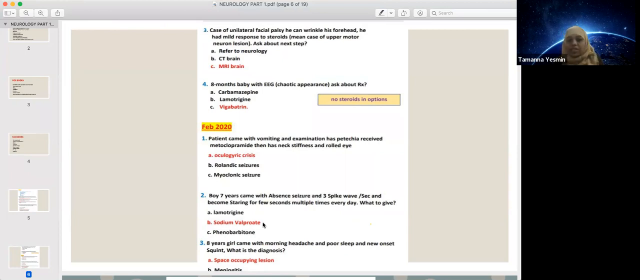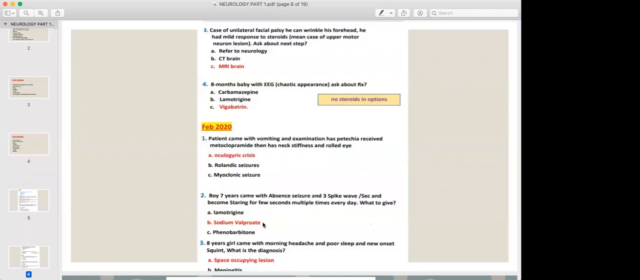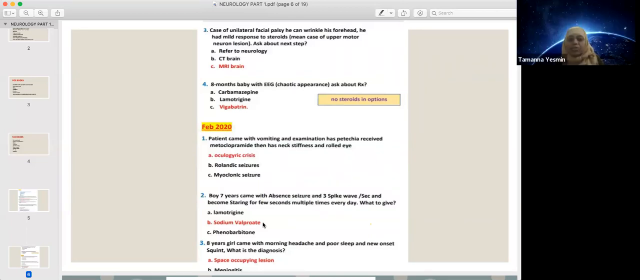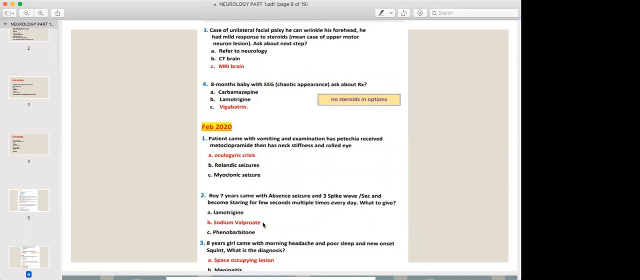Unilateral facial weakness, wrinkling present. Wrinkling present. Seventh nerve palsy. Which type of seventh nerve palsy, upper or lower? Wrinkling present, so upper. Very good. Yes, it is upper.